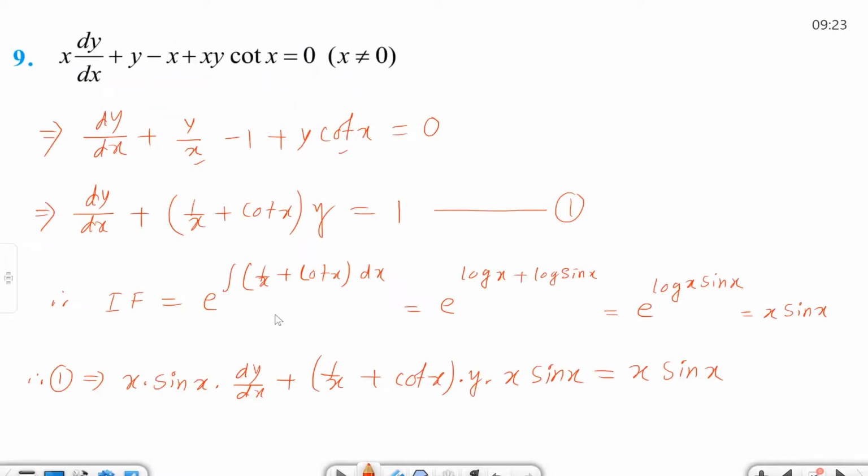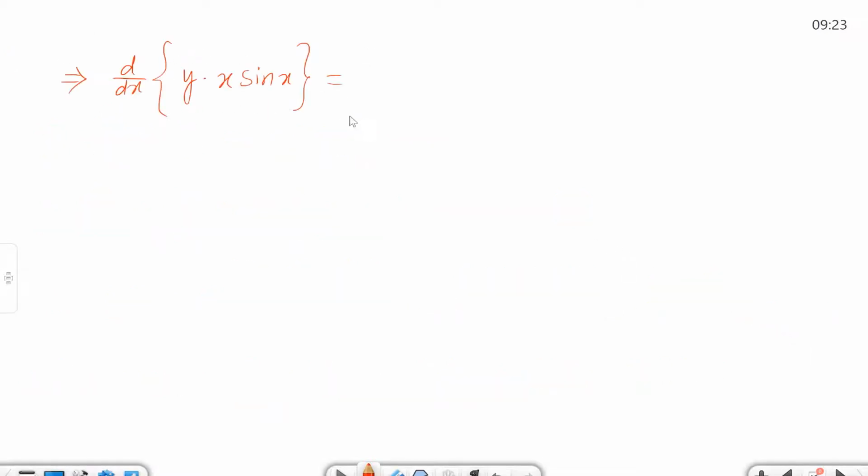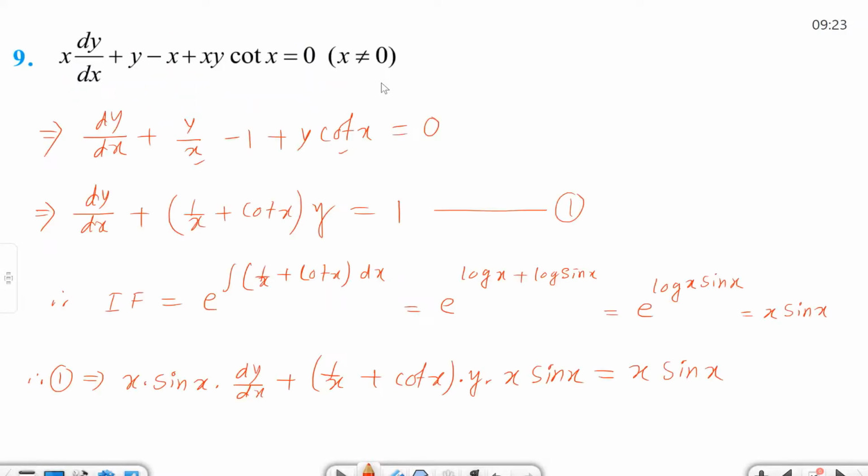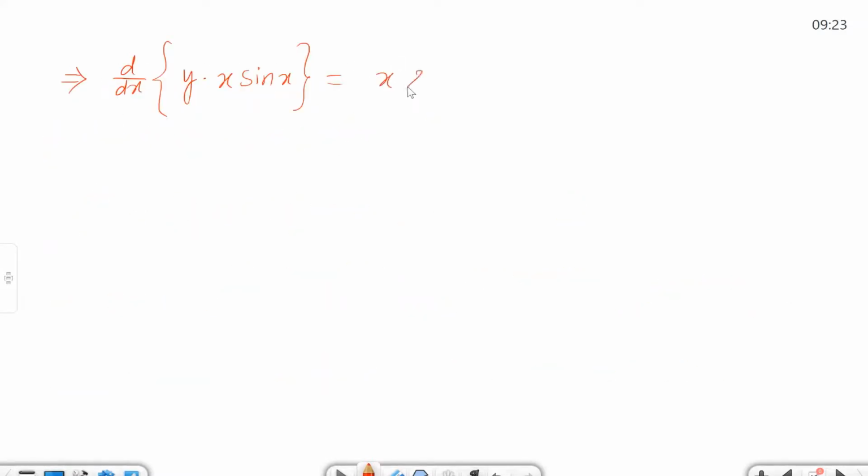You see the variable was y and the integrating factor is x sin x, so d/dx of y into x sin x, and the right-hand side is simply x sin x. Now we can write y x sin x is equal to the integration of x sin x dx plus the constant c. Complete the integral by using the method of integration by parts.